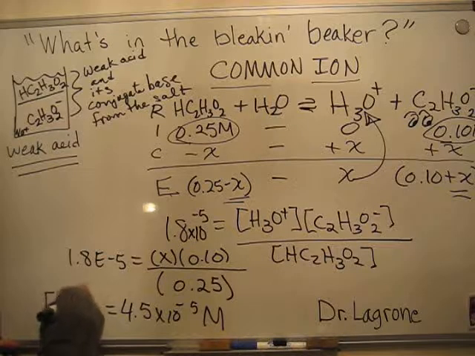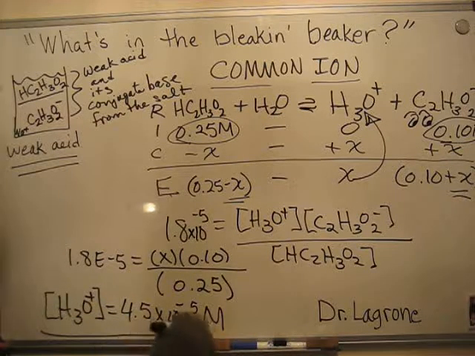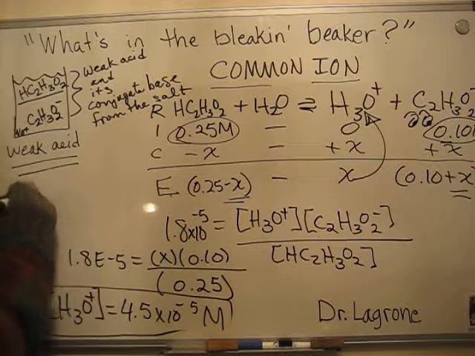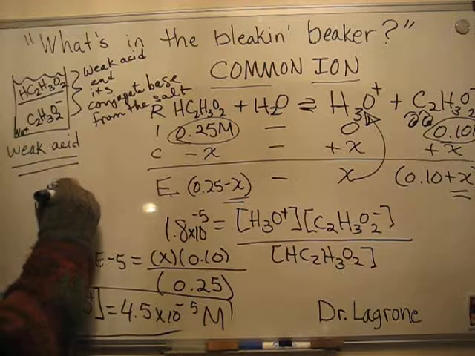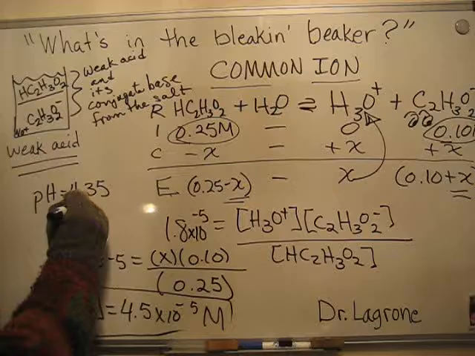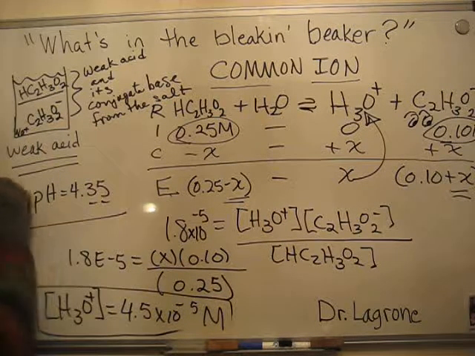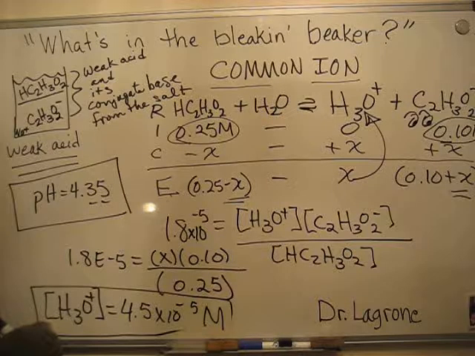So if this question asked me for hydronium ion concentration, I'm done. If it asked me for the pH, I need to take the negative log of that number and round it to 2 sig figs, and I get 4.35. The pH is 4.35. 2 sig figs, remember pH and pOH only count the digits behind the decimal. So if it asks me for hydronium ion, I'm done. If it asks me for the pH, I'm done.